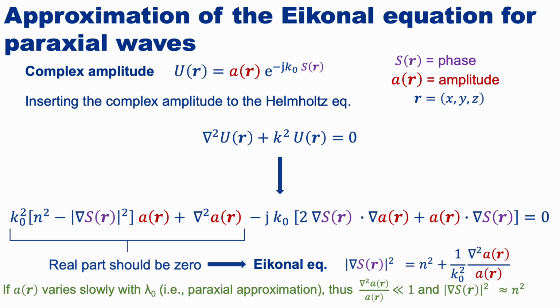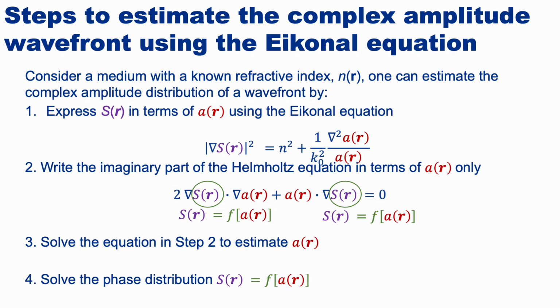There is a particular case that is simple, which is the paraxial approximation, where we are assuming that the amplitude changes really slowly compared with the wavelength. So this term goes away, it's really small compared to 1. So at the end, the divergence of the phase can be approximated as our refractive index.